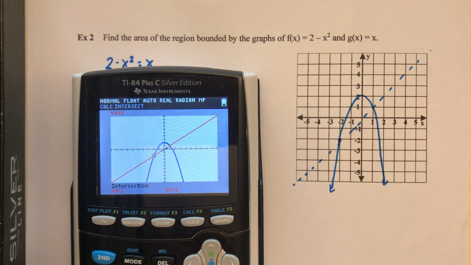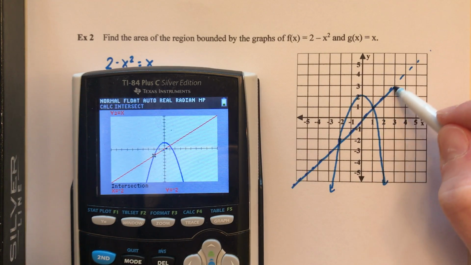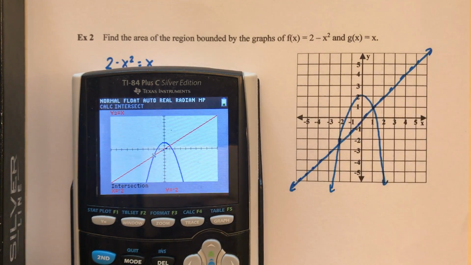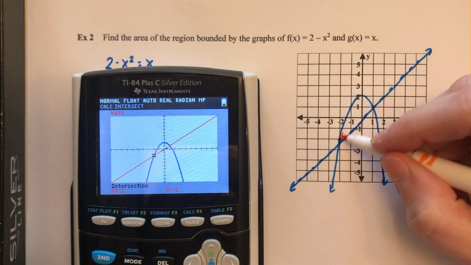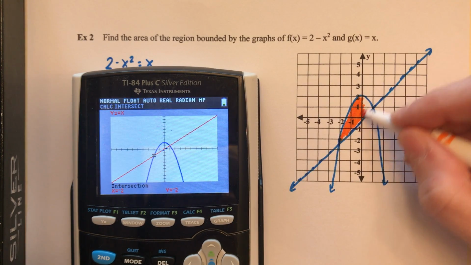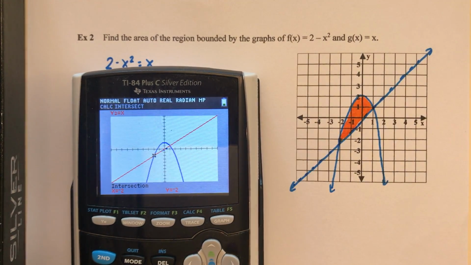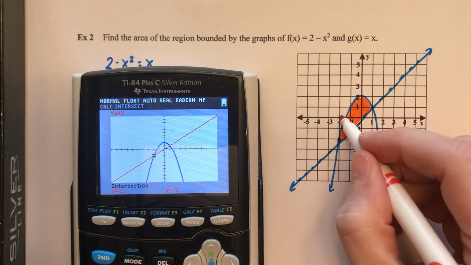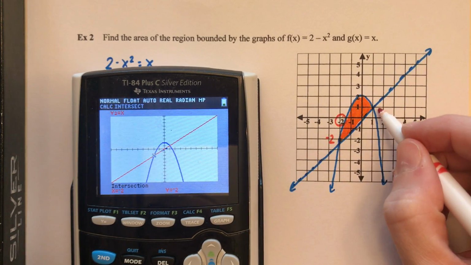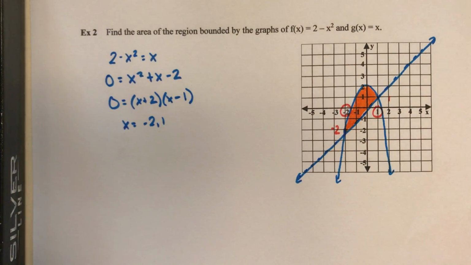Doesn't have to be beautiful, but you can try your best to make sure it makes sense. I don't know why I drew this dotted, so I'm going to make that solid. Okay, and let's shade the region in between. Okay, so I'm also going to label my endpoints, my boundaries, -2 to 1. Okay, so let's set this up.